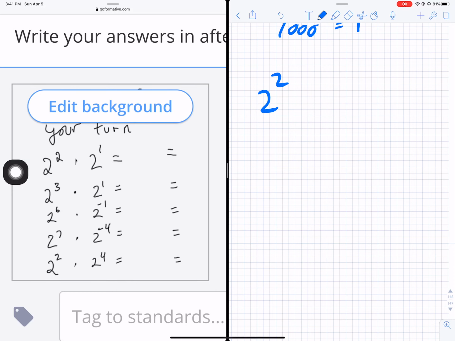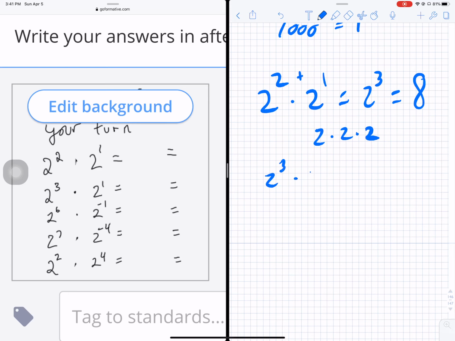So 2 squared times 2 to the first. I'm expecting you to add those exponents together and write 2 to the third. Then I'm expecting you to actually figure out what 2 to the third power is. Remember, it looks like this, 2 times 2 times 2, which is 8. So that's how I'm expecting you to do those. Let's do the next one. 2 to the third times 2 to the first. I want you to add those, so 2 to the fourth, and then 2 times 2 times 2 times 2 is 16. Okay, play around with that.